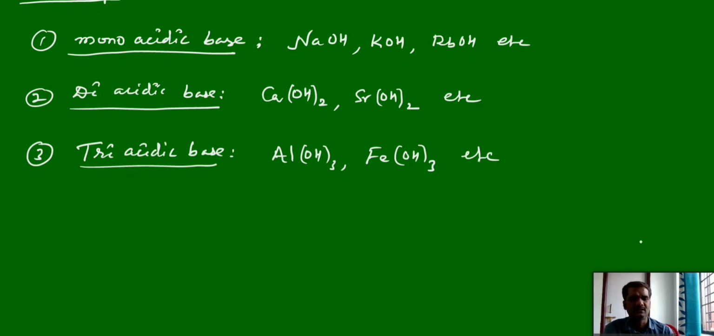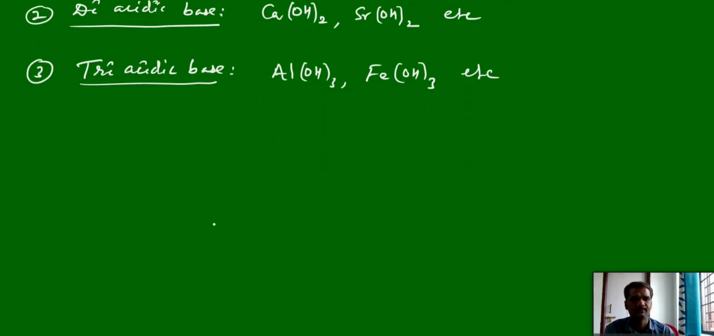There are no special exceptions as in the acids case. In case of bases, only direct examples. In case of acids, the basicity, especially of phosphorus acids and boric acid, you should remember, that is very important.